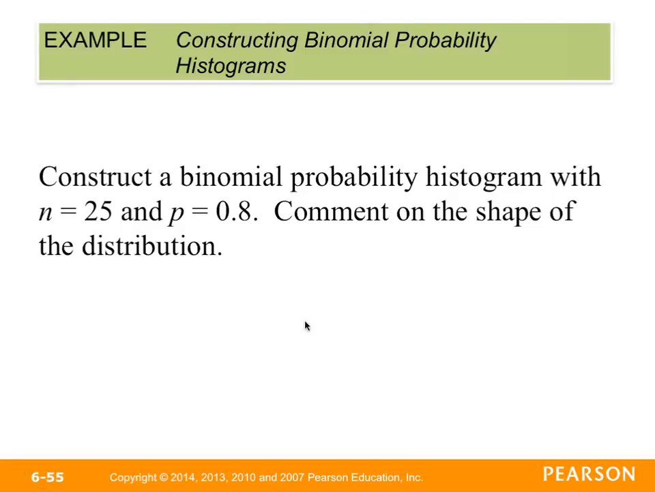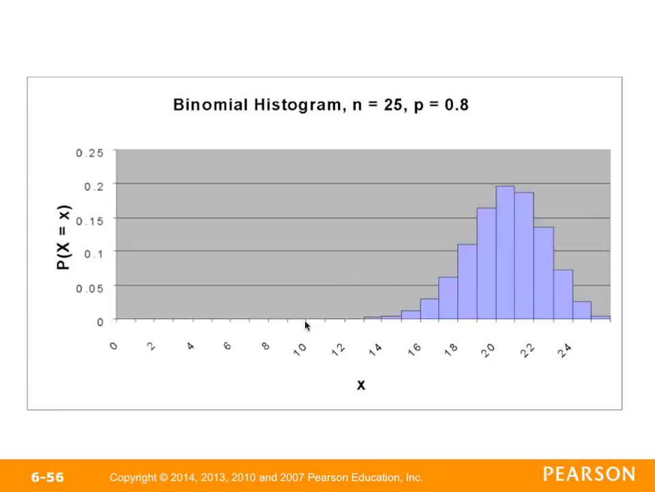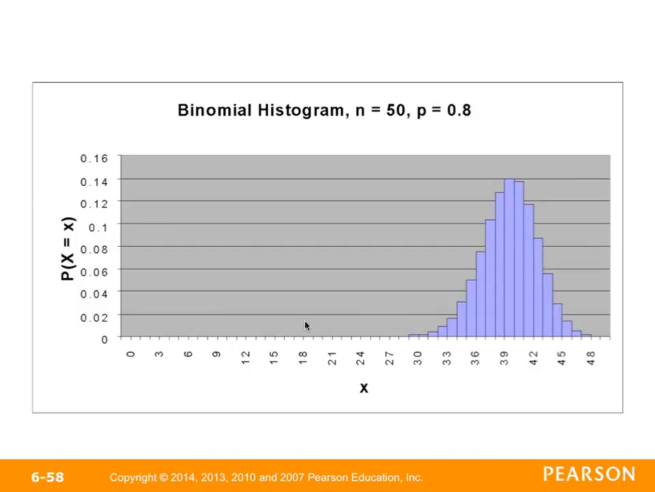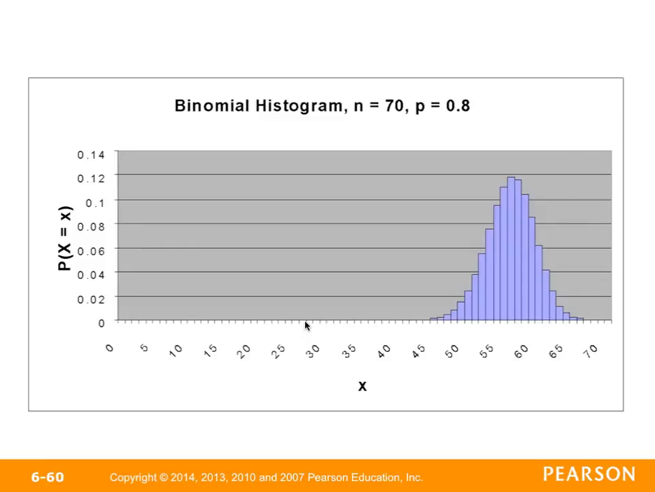The next thing we're going to look at is some binomial probability histograms with different numbers of trials, okay? We're going to start with n equals 25 trials and p equals 0.8. What we see is there's definitely a little bit of skew here. Then I'm going to click through these. We have n equals 50 next, and you might notice what's happening. Let's look at one more. We have n equals 70.